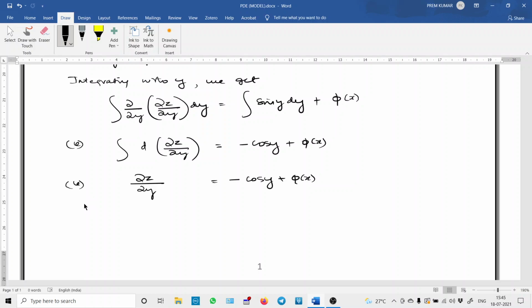Now I want to find the solution, that is z. So the step we are going to do here is again integrating with respect to y.